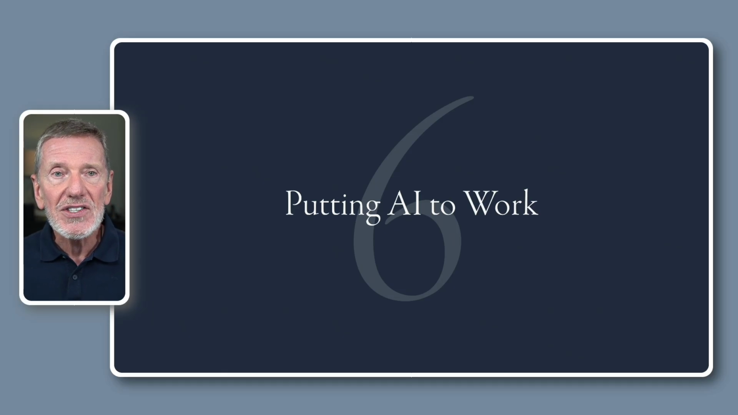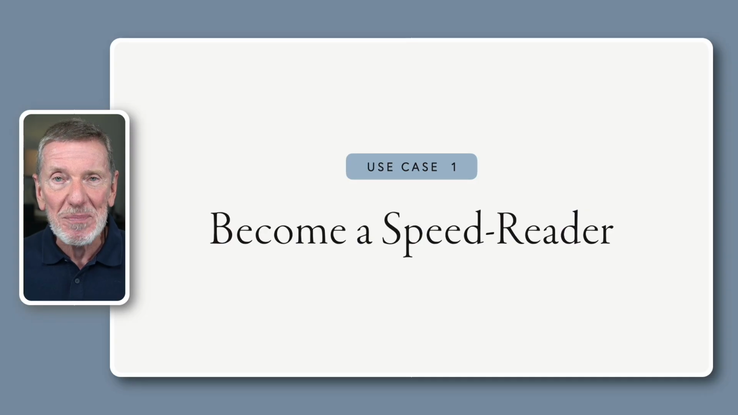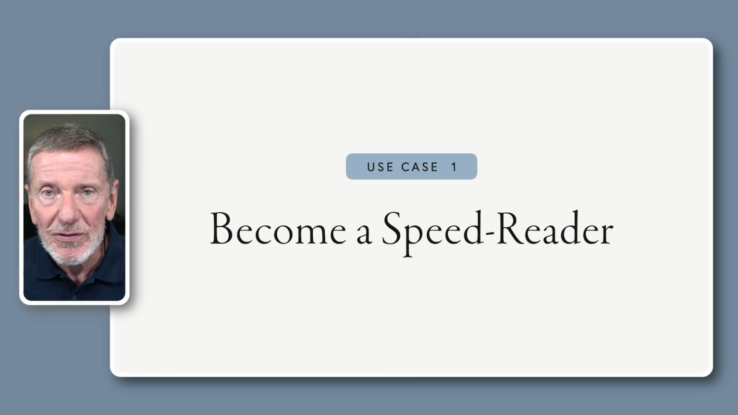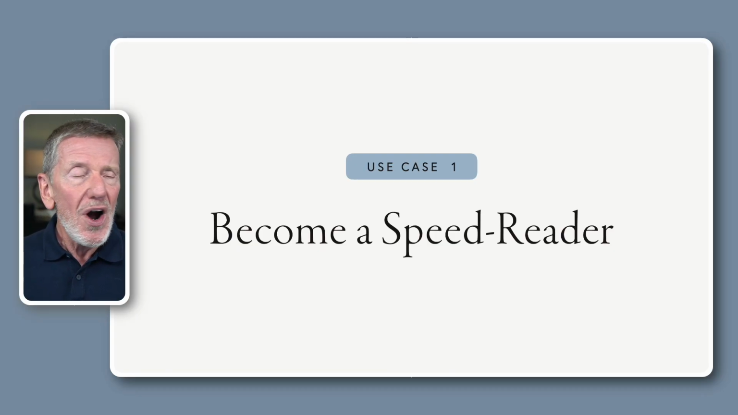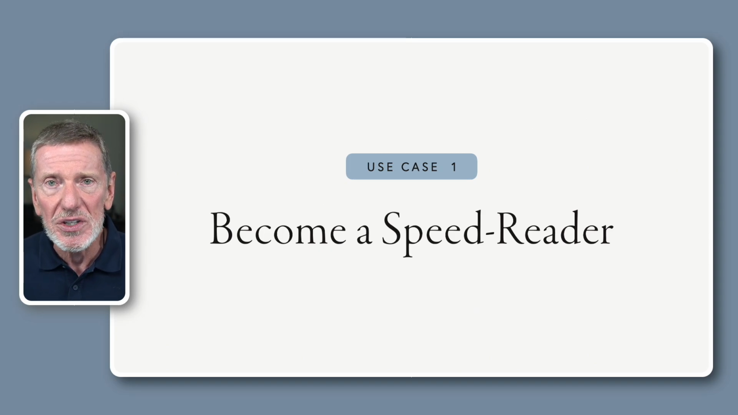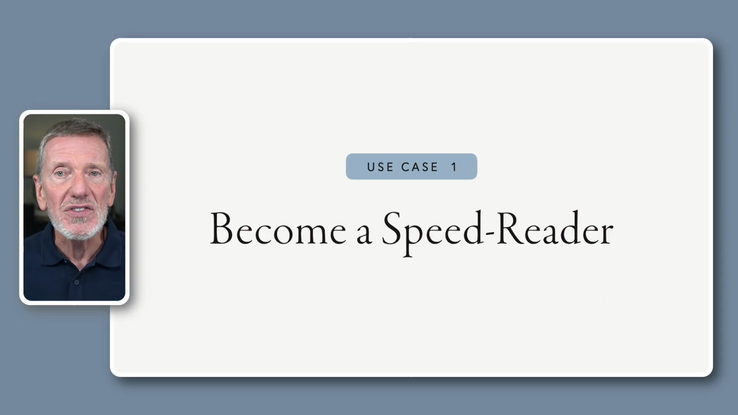So let's dive in. Use case number 1, become a speed reader. This is actually better than becoming a speed reader. We're going to use AI to conquer information overload. Now, we're all flooded with reports, articles, even books that we feel like we should read, but we never have time for. But with your AI teammate, you can get the core insights from any document in a fraction of the time. The process is very simple.